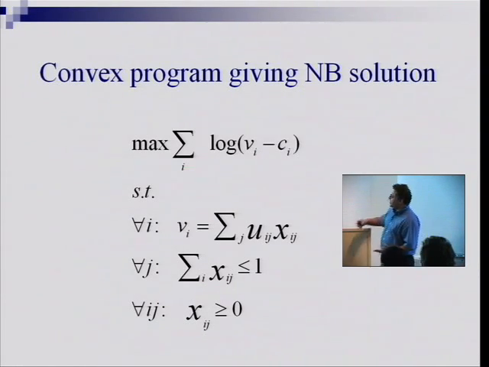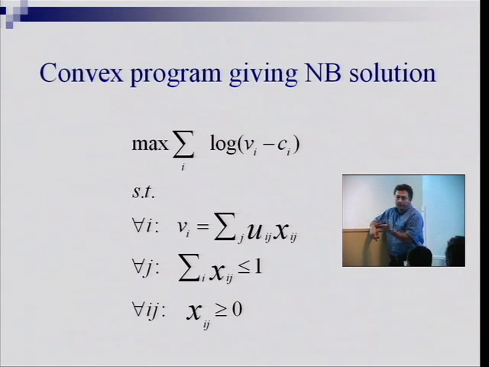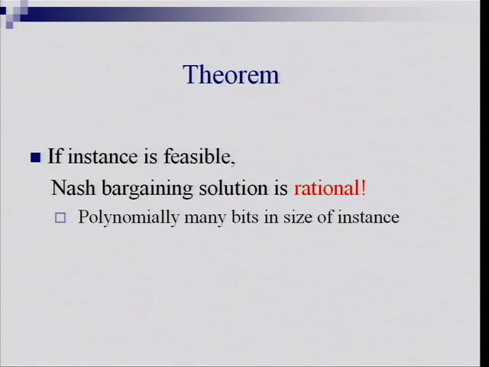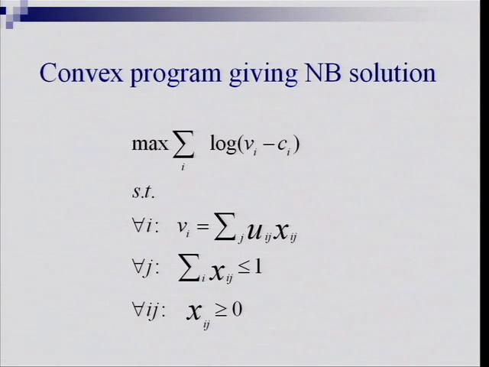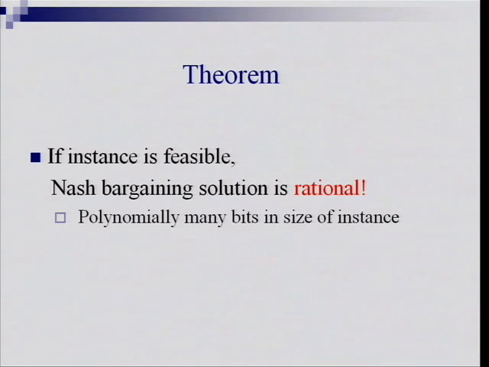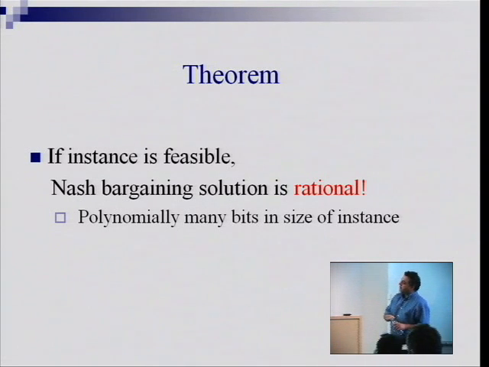What discrete objects can we search over to find the exact solution to a nonlinear convex program? The first ray of hope arises if you apply KKT conditions. It's possible to prove that if the whole problem instance is feasible, meaning the c_i's and the u_ij's are all rational numbers, then in fact the Nash bargaining solution is also rational. And moreover, the solution can be expressed using polynomially many bits in the size of the instance.